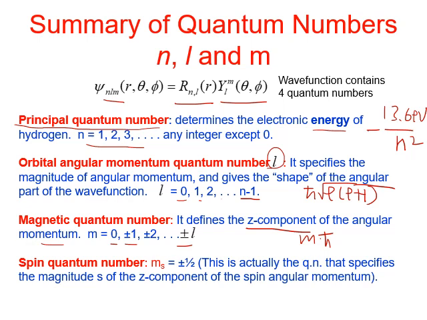Now, there's a fourth quantum number that we haven't introduced yet, and that's called the spin quantum number. Spin quantum number can only have 2 values, positive and negative one half. And this quantum number specifies the magnitude of the z component of the spin angular momentum.